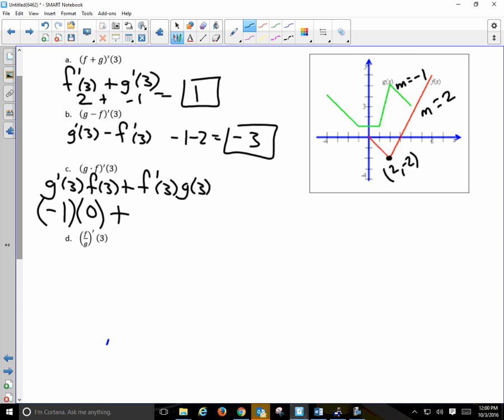Plus F prime of 3, which is 2, times G of 3, which is 4. Are you sure about that? G of 3 looks like it has a value of 4. Very good. It's right here. Good work. So I get 8.